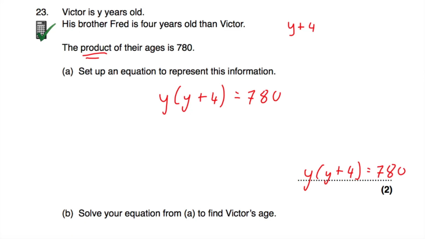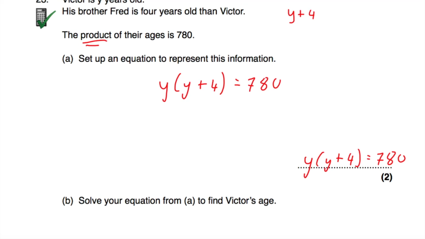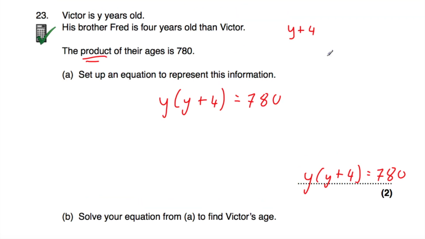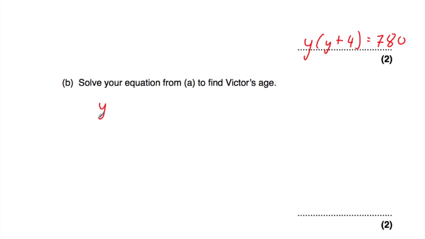And then if we go down to part B, it says solve the equation from A. So solve this equation to find Victor's age. Victor's age was y, so we want to find y. So I'm just going to write it out again. Y bracket y plus 4, close brackets, equals 780. So let's expand our brackets. Y times y is y squared. And y times 4 will be plus 4y. Okay, and that's going to equal 780. So that's great.